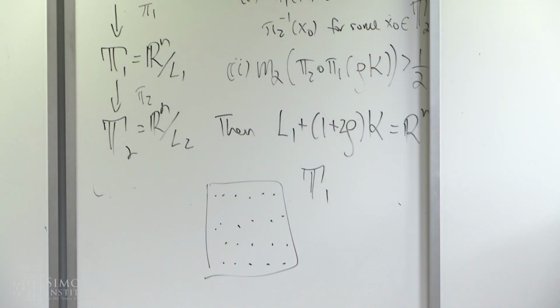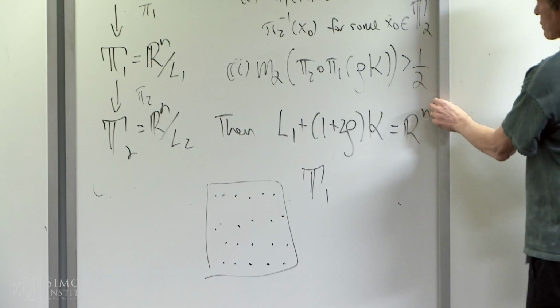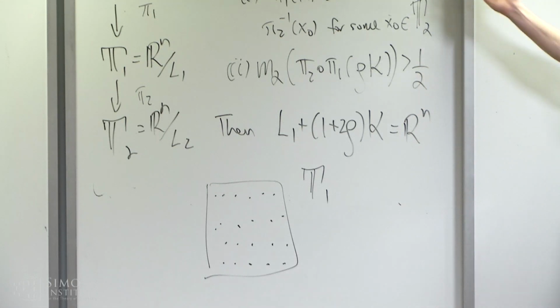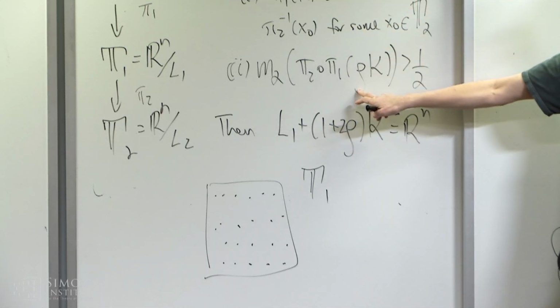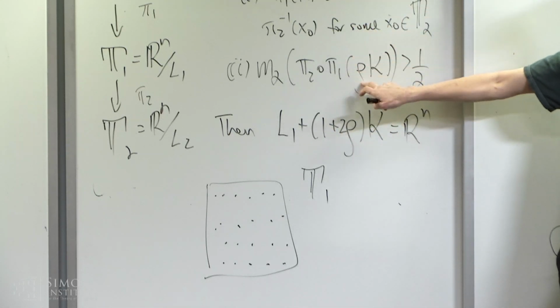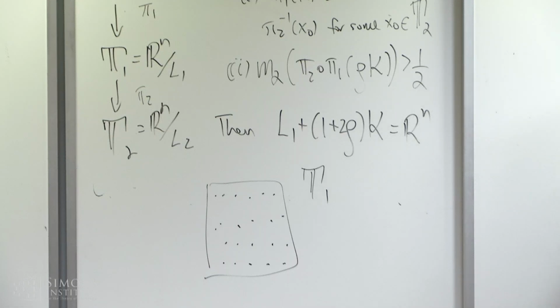The next ingredient. So, sorry, what? It's on rho? Rho is a parameter, but you need rho to be big enough for this to happen. Ah, the rho is there. Yes, yes.